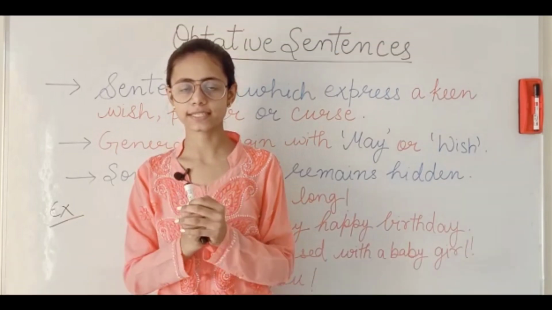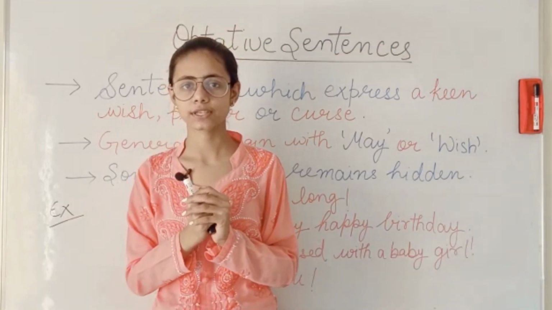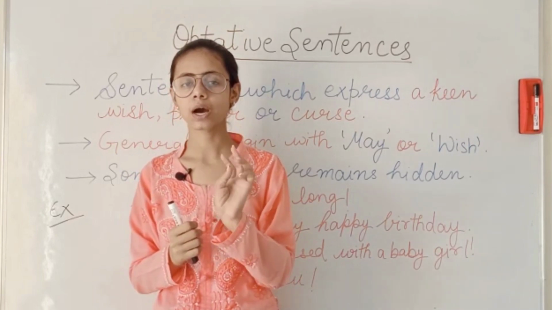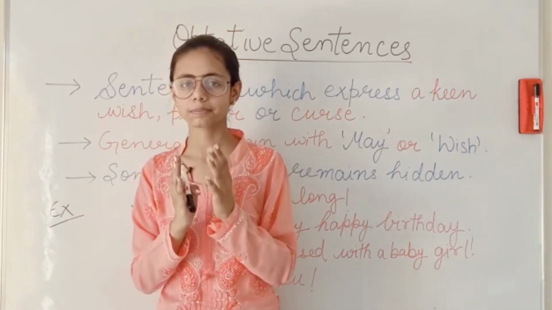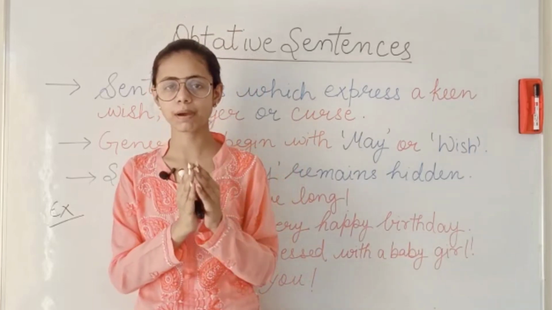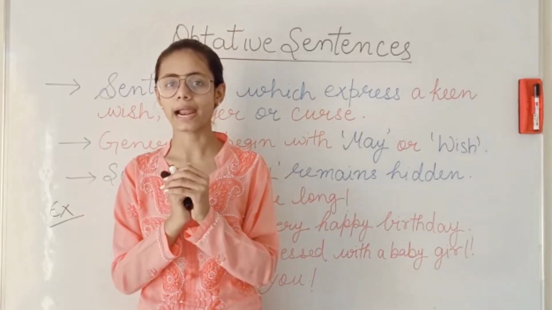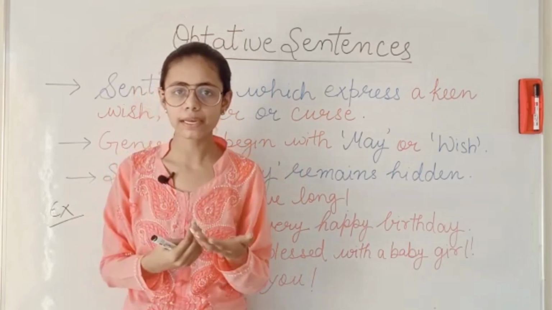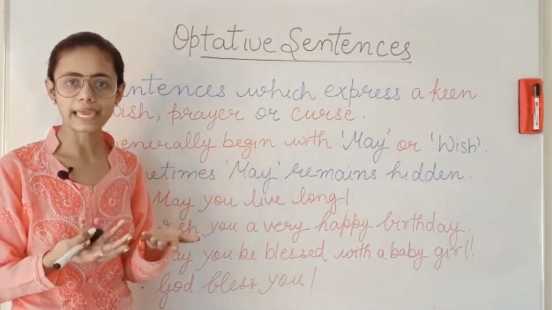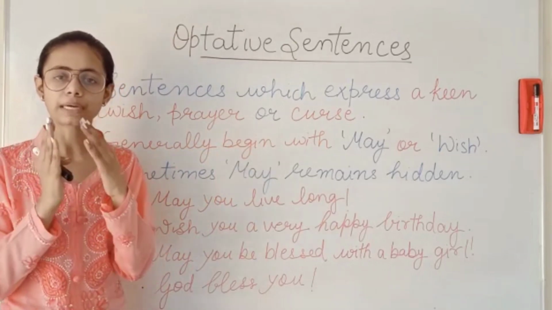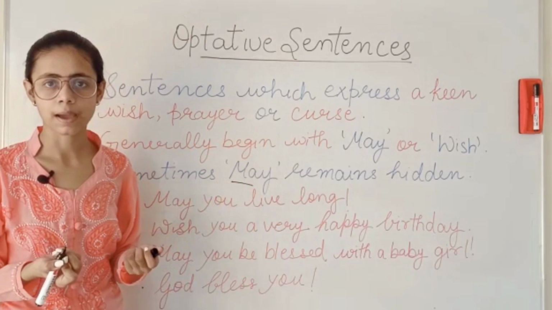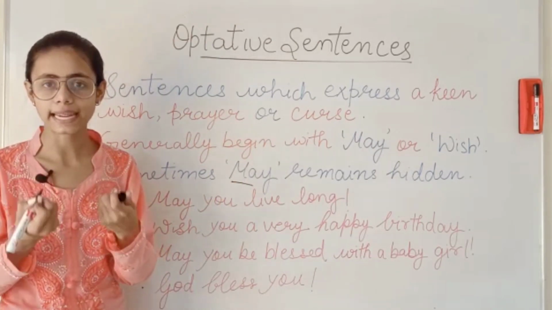Optative sentences are those sentences which express a keen wish, prayer, or a curse. Optative sentences can be followed by an exclamatory mark or a full stop at the end. Generally, optative sentences begin with may or wish, but sometimes may remains hidden but is actually intended.